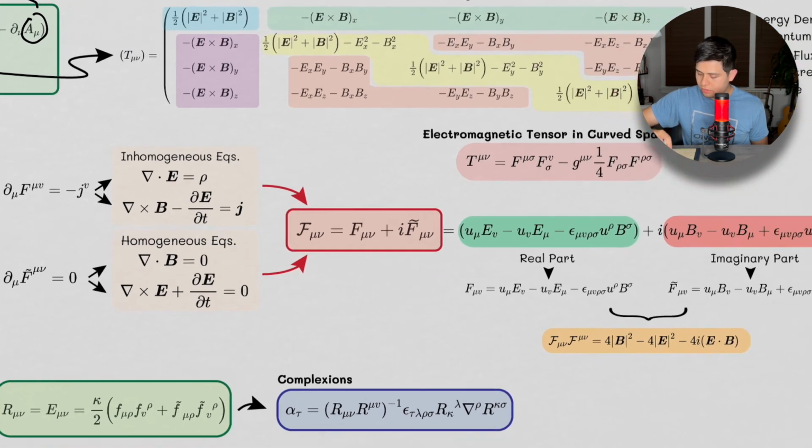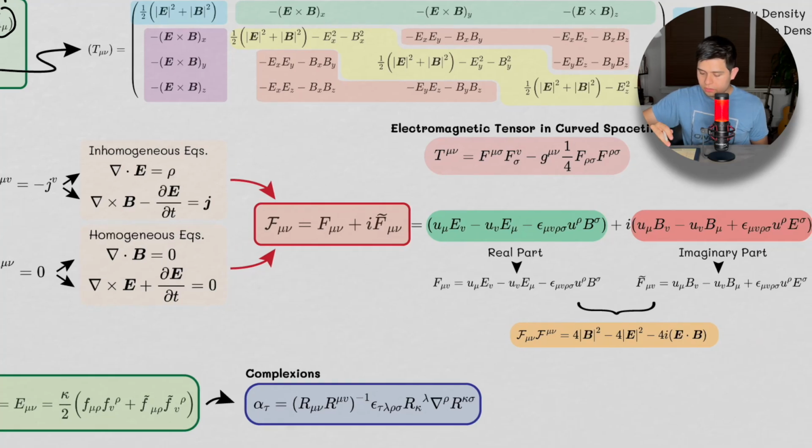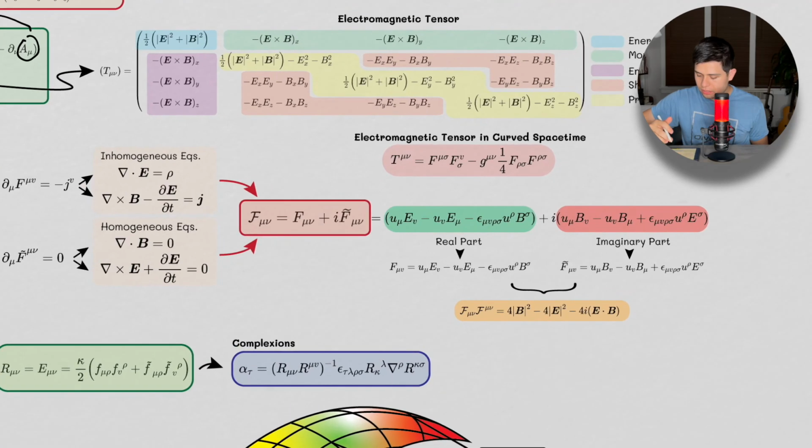So again, the inhomogeneous equations and then the homogeneous equations. And then we can take F mu nu and F bar mu nu and construct something called a bivector, a self-dual bivector. I'll write that down. Self-dual bivector.